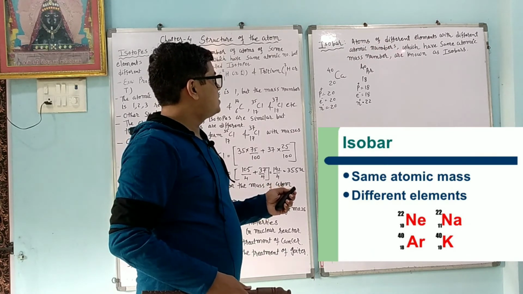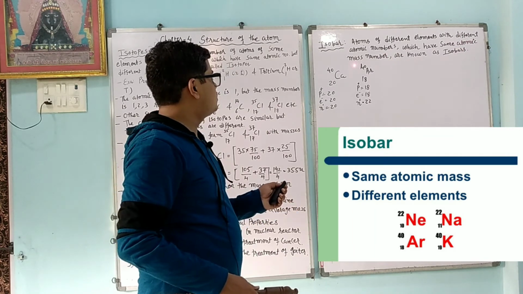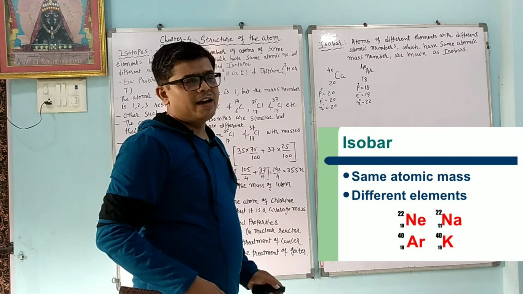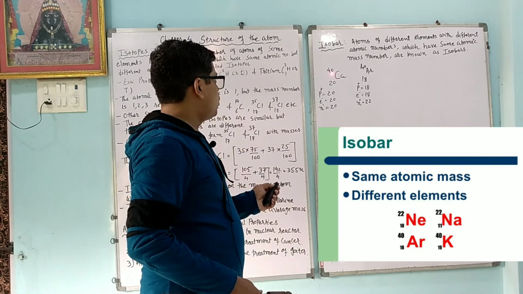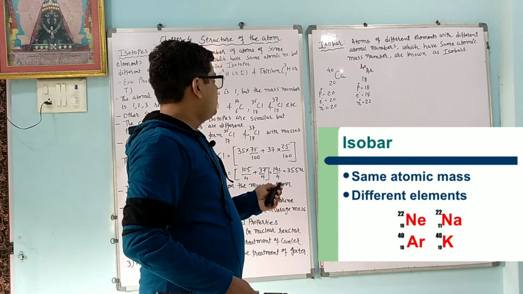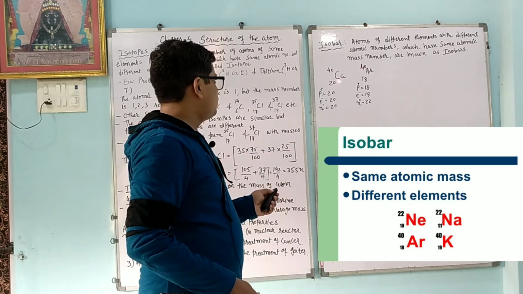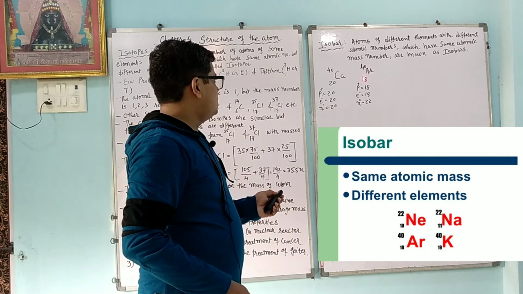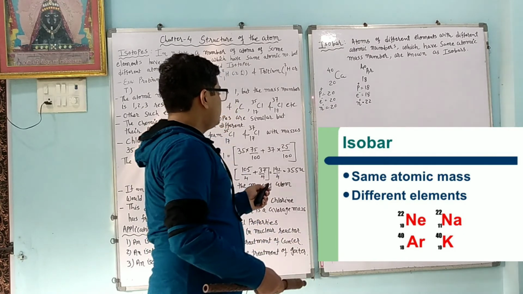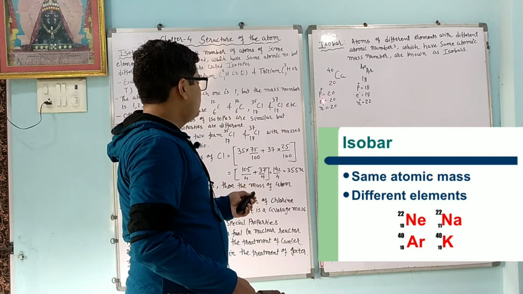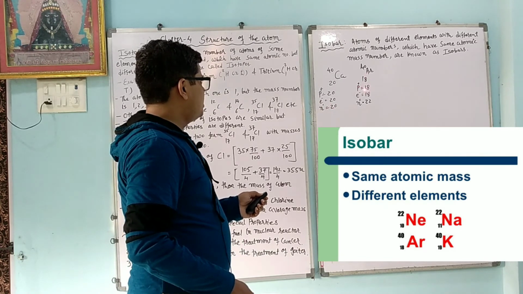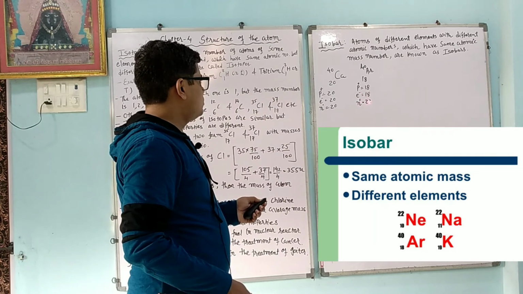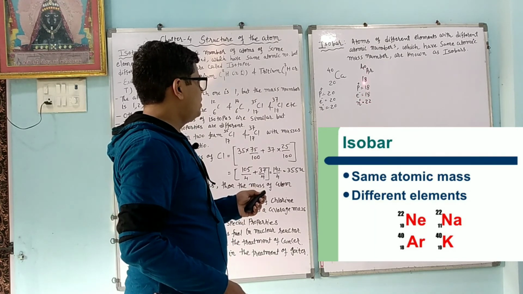Different elements with the same atomic mass are known as isobars. We can check calcium and argon. Calcium atomic mass is 40, argon atomic mass is also 40. Atomic masses are the same, but atomic numbers are different. The atomic number of calcium is 20 and of argon is 18. Calcium has 20 protons, 20 electrons and 20 neutrons. In argon, there are 18 protons, 18 electrons and 22 neutrons. How can we find it? 40 minus 18 gives 22.